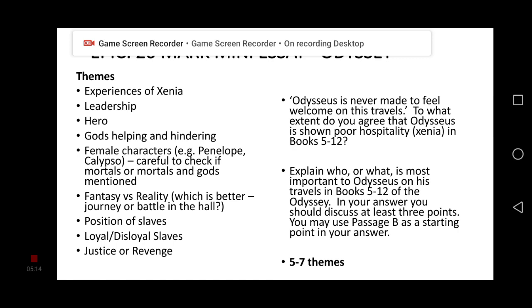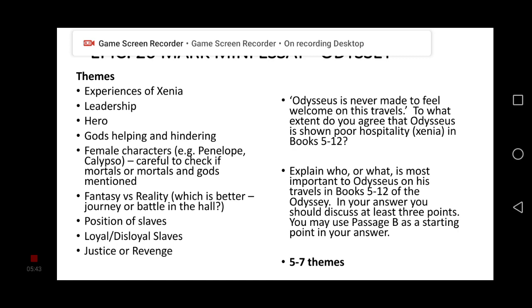A lot of these 20-mark essays could actually be expanded to 30-mark essays. So Odysseus is never made to feel welcome on his travels. To what extent do you agree that Odysseus is shown poor hospitality? Xenia in books 5 to 12. So that's an example of a 20-mark essay. Explain who or what is the most important to Odysseus on his travels in books 5 to 12. In your answer, you should discuss at least 3 points.